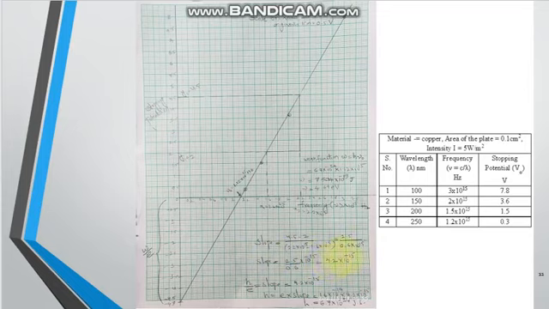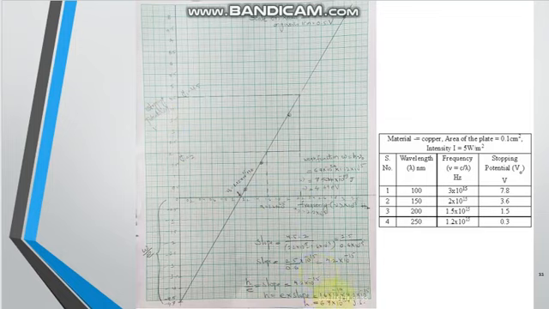into 10 power minus 15, and that slope is equated to h by e. Then we can write h is equal to e into slope. e is nothing but the magnitude of charge, that is 1.6 into 10 power minus 19, multiplied by that slope. Then after multiplying, I got 6.7 into 10 power minus 34 joule second. Actually the Planck's constant value is 6.626 into 10 power minus 34 joule second. So this is the value I got by drawing this graph between frequency and stopping potential.